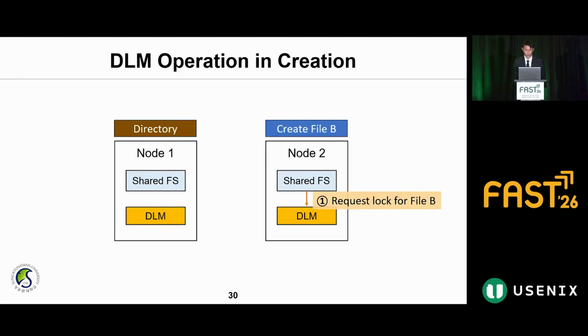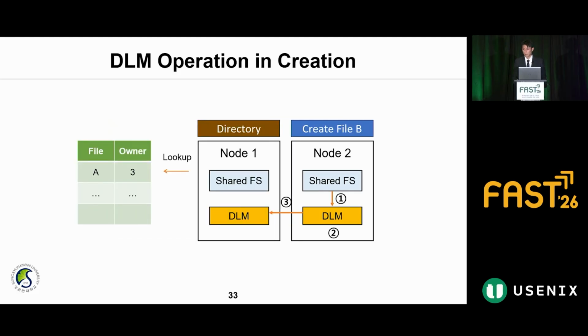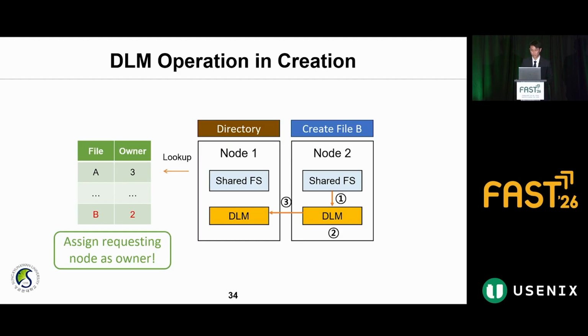It's the same as before. Request lock for file B. Let's assume that we are creating file B. Request lock for file B, identify the directory, and query the owner. The same as before. But in this case, file B was just created, so there was no owner mapping yet. Then, in this case, the directory node simply assigns the requesting node as the new owner. So you can see this red owner mapping file B to node 2.